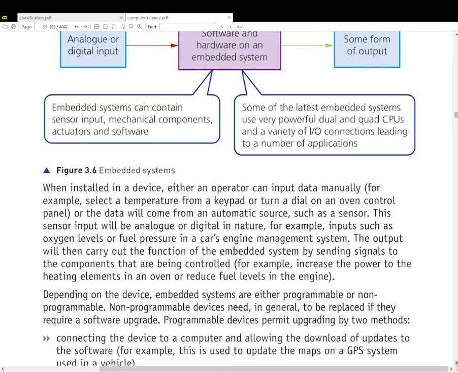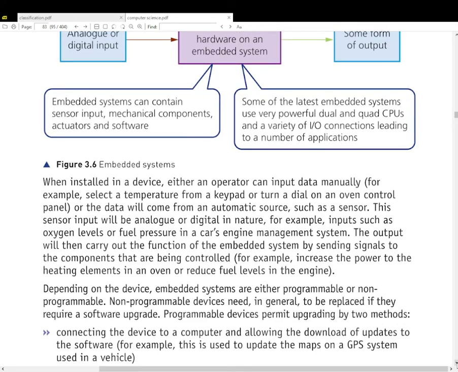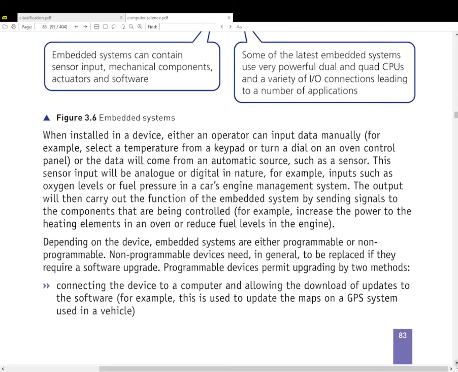Okay, now when installed, the operator can input data manually, or you can have the system capturing data automatically from the environment. So that is what we have been explaining to you before.